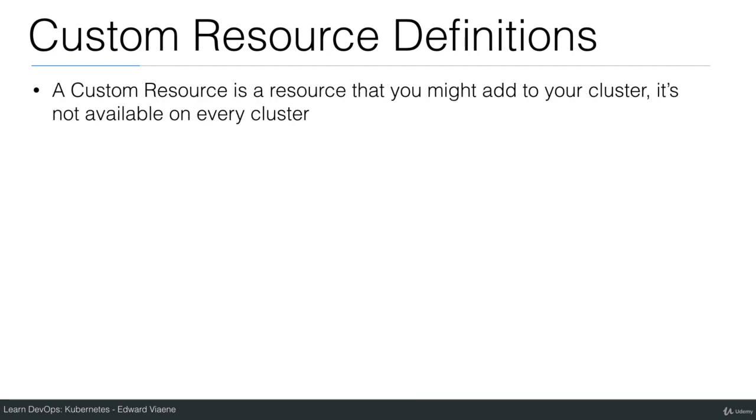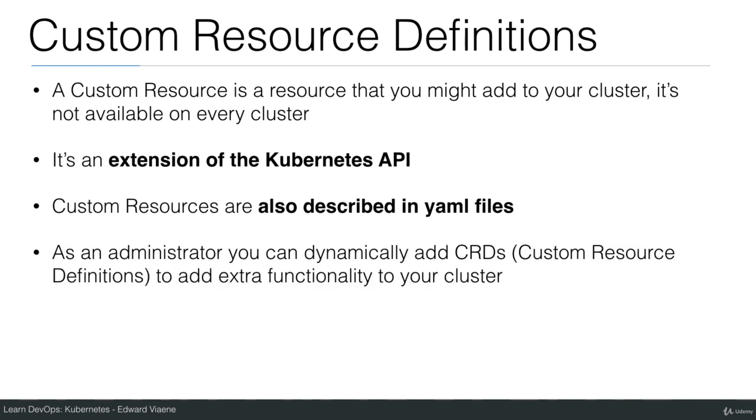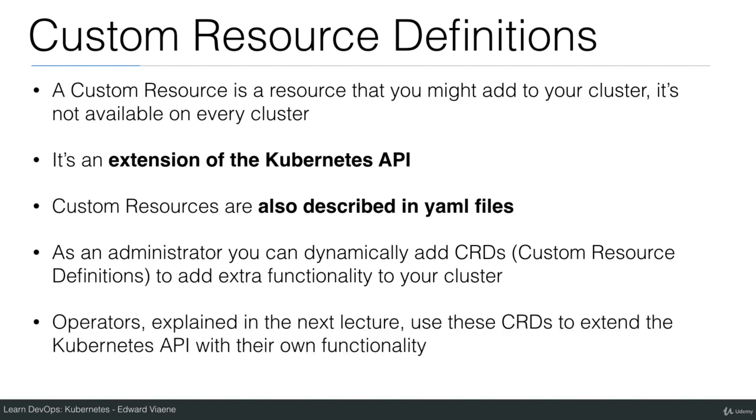A custom resource is a resource that you might add to your cluster. It's not available on every cluster. It's an extension of the Kubernetes API. Custom resources are also described in YAML files. As an administrator, you can dynamically add CRDs, the custom resource definitions, to add extra functionality to your cluster. Operators, explained in the next lecture, use these CRDs to extend the Kubernetes API with their own functionality.